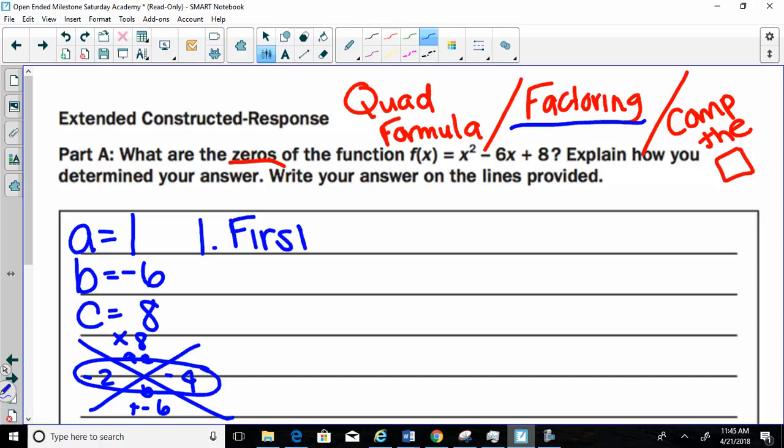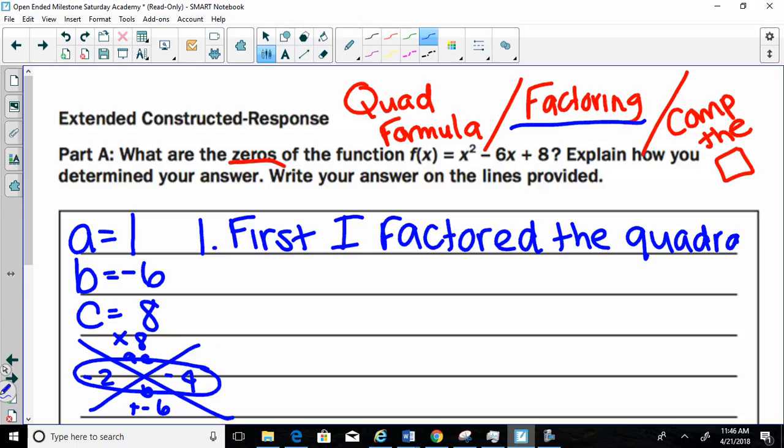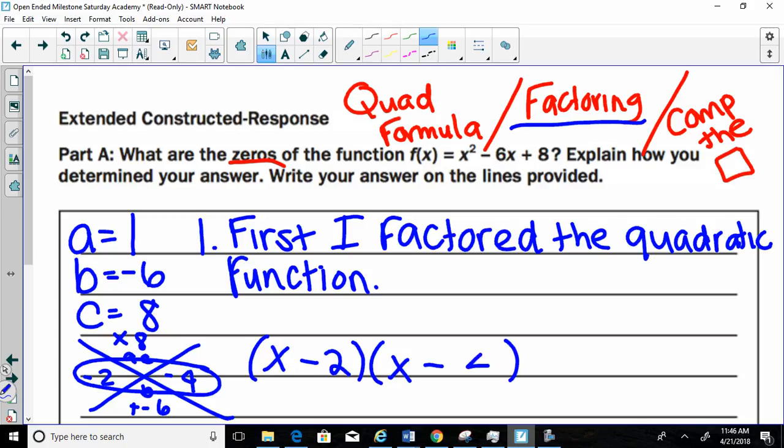So first, I factored the quadratic function. And so when you factor, how do you write the factors? You write X minus 2 and X minus 4, and then what do we make them equal to? 0.